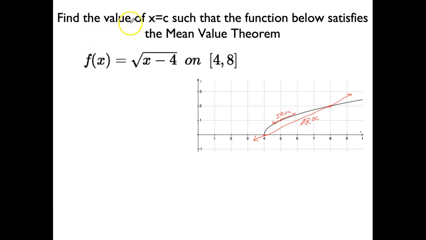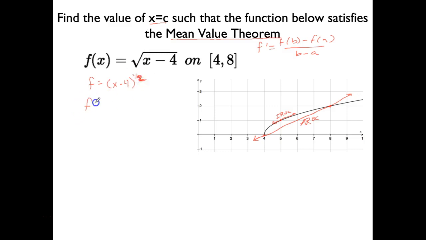So it says find the value of x equals c such that the mean value below is satisfied by the mean value theorem. When they write mean value theorem, that's telling me the derivative equals the average rate of change, and we just solve for the x value. So let's do that. Let's do the derivative of this. First thing, let's rewrite it: x minus 4 raised to the half. Oh, that does not look like a half, but that's what it is.